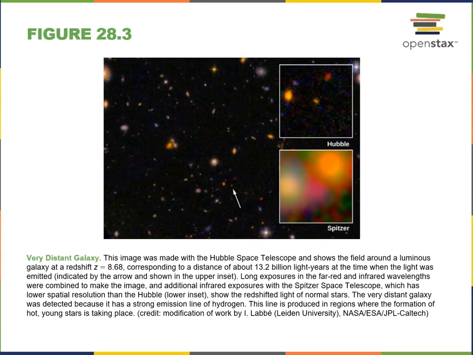So this image shows a very distant galaxy. The redshift that we were able to find indicates that it's 13.2 billion years old. And we are actually able to detect this galaxy by its really strong hydrogen emission.